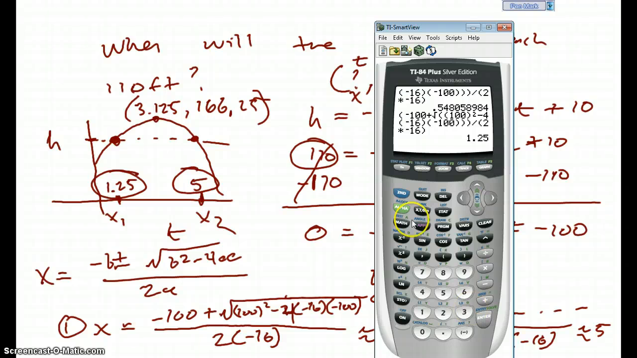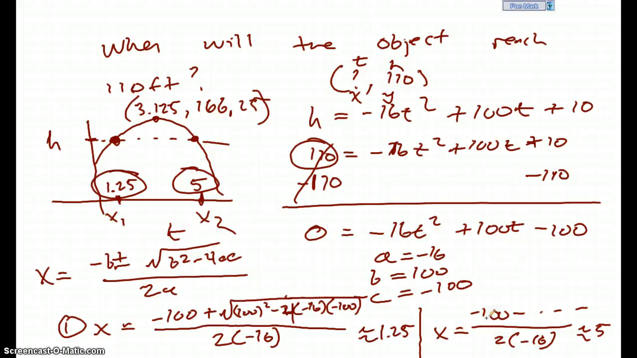To get the next one, I'm going to hit second enter, and what that does is it pulls up my last entry, and now all I have to do is change my plus sign to a minus sign, and just that easily we get the second solution, which is 5. So I have two values. I have 1.25 and x equals 5.